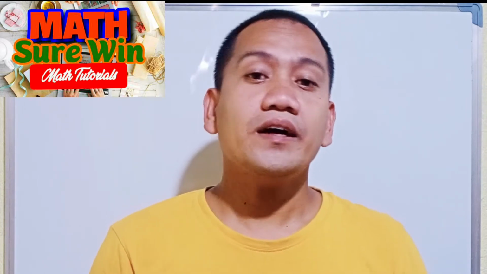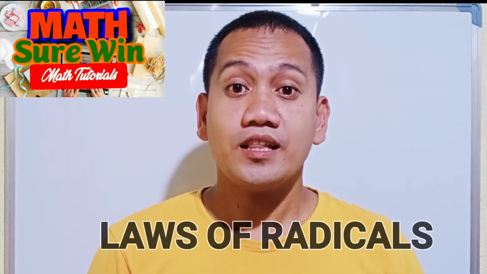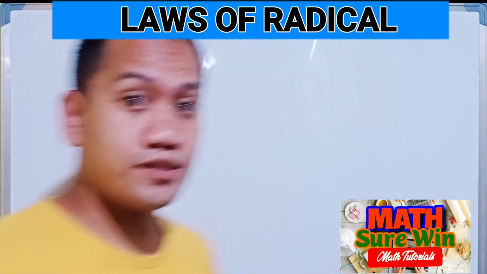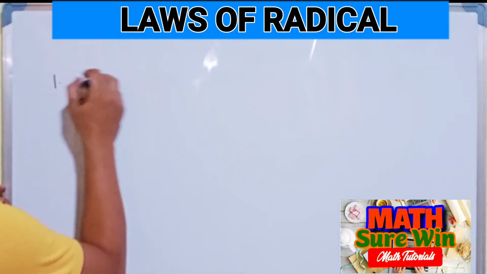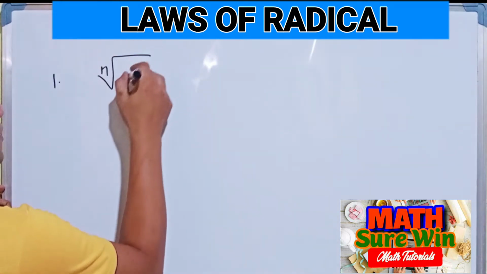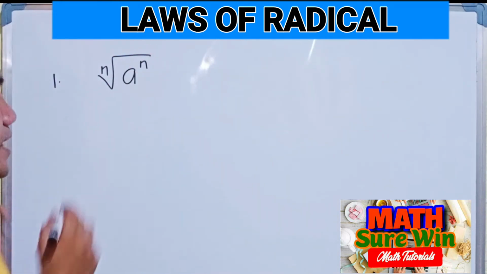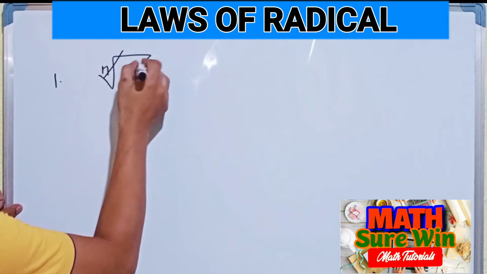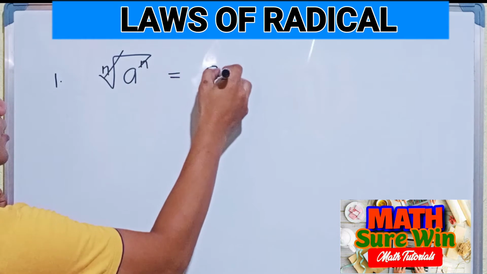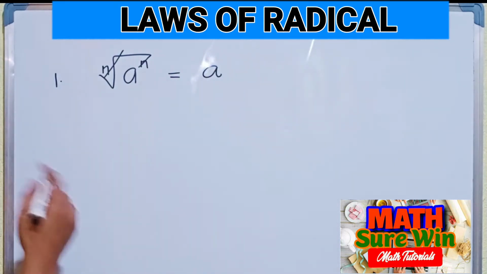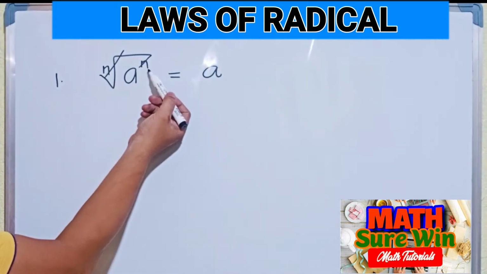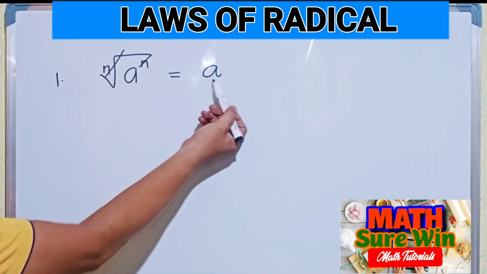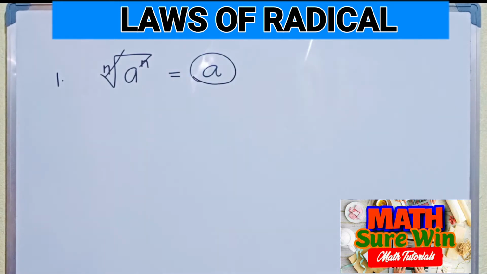Before we start simplifying, let us also remember the different laws of radicals. What are these laws? First on the list, if our index and the exponent of the radicand are the same, it follows that we can cancel them out, and the answer is the radicand itself. Again, if the index and the exponent of our radicand are the same, we can cancel it out, leaving our radicand itself as the simplified form.